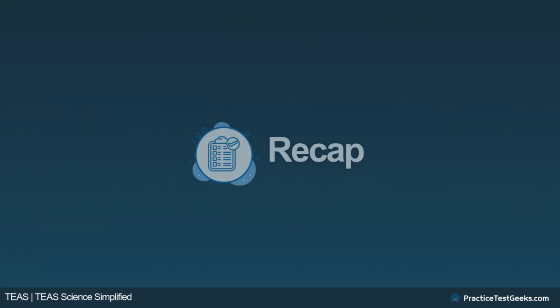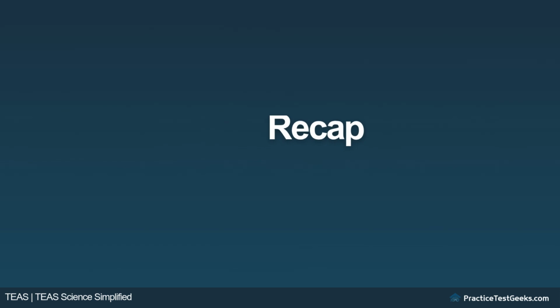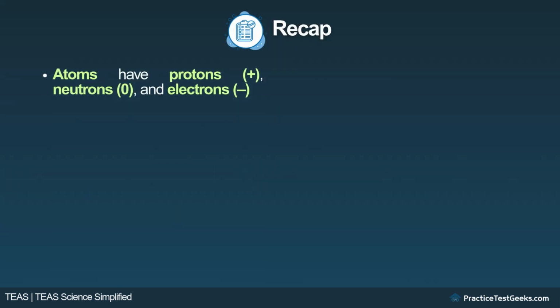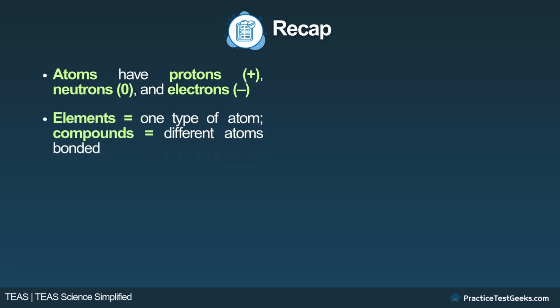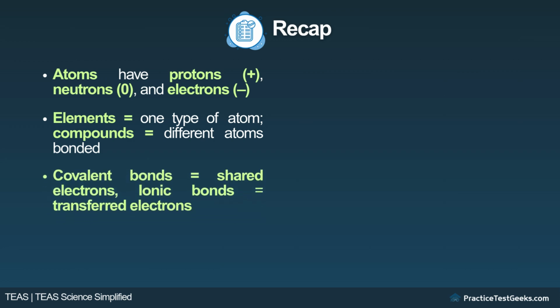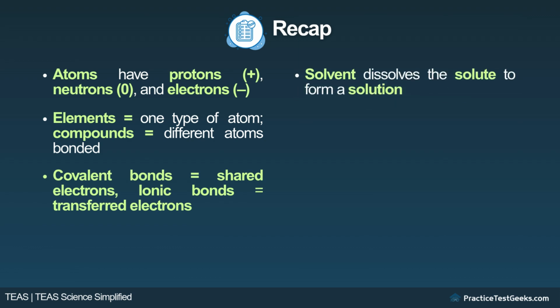Let's wrap up what you need to remember for chemistry on the TEAS. First, atoms are made of three particles. Protons are positive, neutrons are neutral, and electrons are negative. Next, an element is made of one type of atom, while a compound contains different atoms bonded together. Speaking of bonds, covalent bonds share electrons, while ionic bonds transfer them. When making a solution, the solvent is what does the dissolving, and the solute is what gets dissolved.